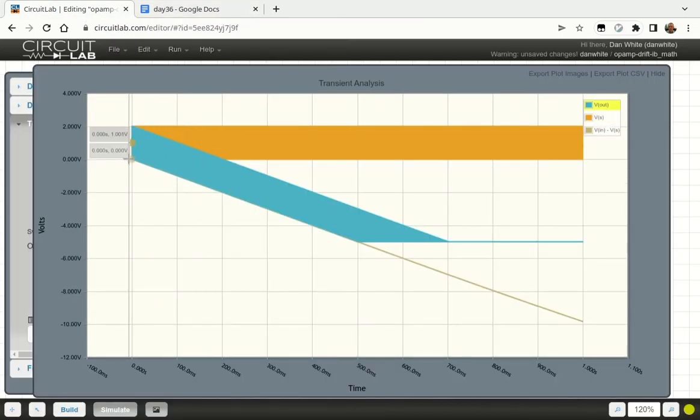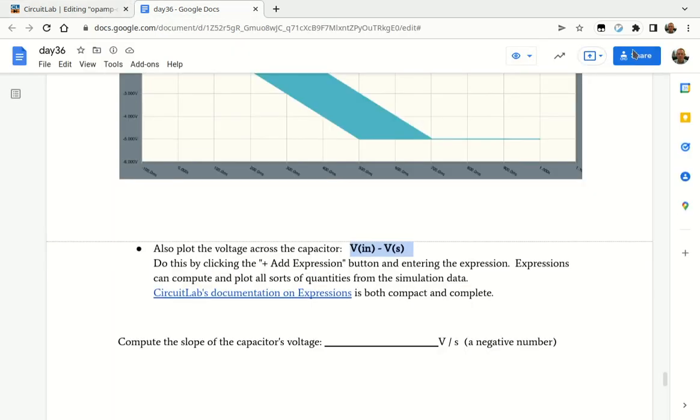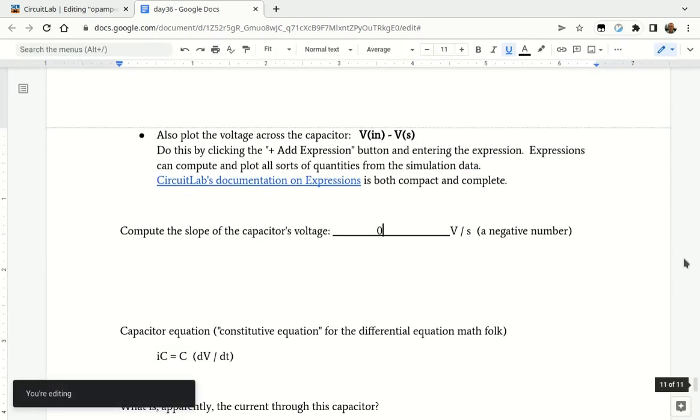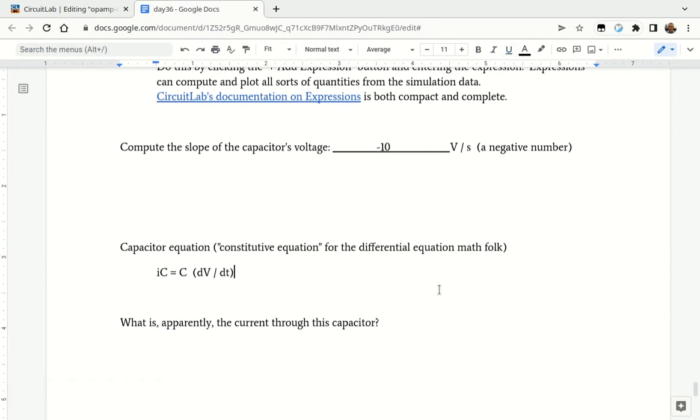So it starts out at 0, and we'll make this easy on ourselves. It goes to, wow, it goes to -10. Let's see, -9.8, let's just round it to 10, -10 volts in 1 second. So its slope is -10 over 1. Okay, so this is -10 volts per second. What's the capacitor's equation? Well, that's IC is C dV/dt. I just computed dV/dt.